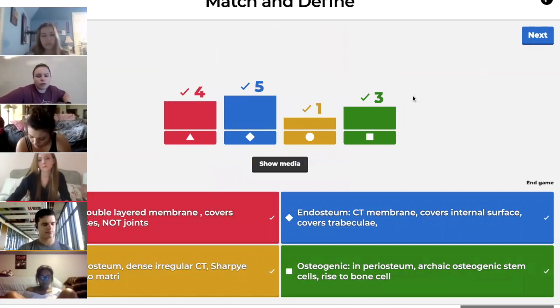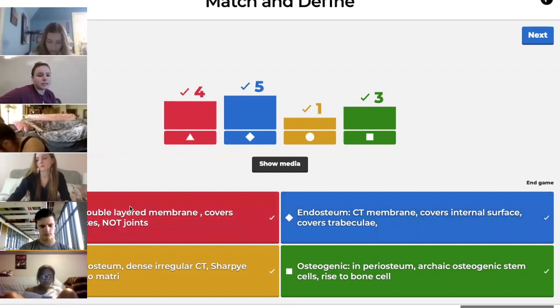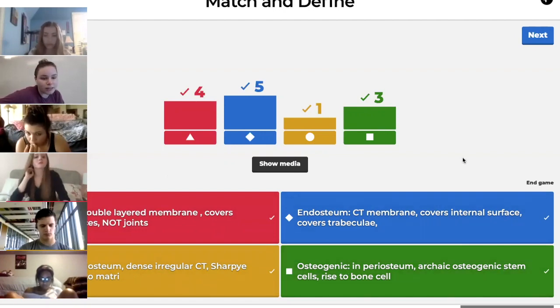Okay, so these are all right. The endosteum is a connective tissue membrane that covers the internal surface, right, endo, and it covers the trabecula. Your periosteum is a double layered membrane that covers the external surfaces, not your joints, right? Your fibrous layer is in the periosteum, it's a dense, irregular connective tissue, and it has Sharpey's fibers in there, okay? And then your osteogenic cells are these archaic osteogenic stem cells that give rise to bone, right? So they can differentiate into a lot of things, and sometimes they end up becoming bone.